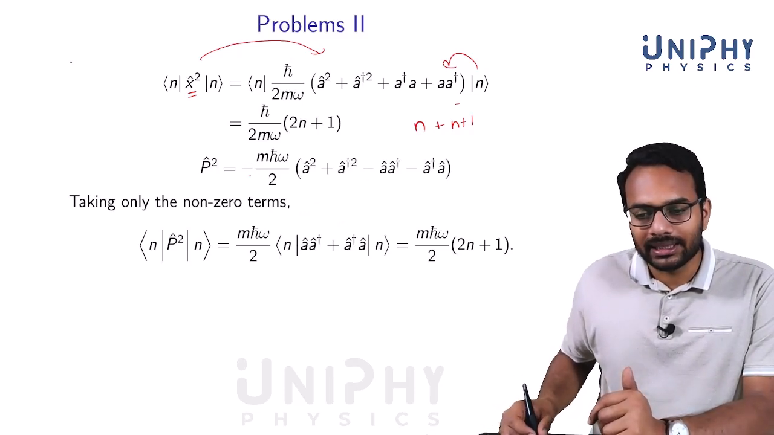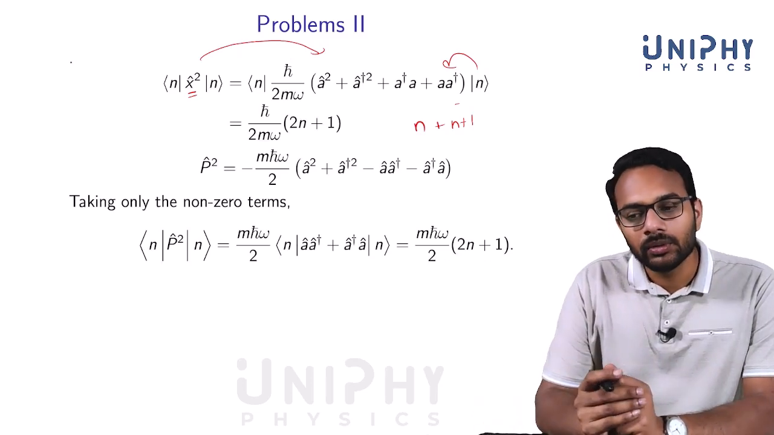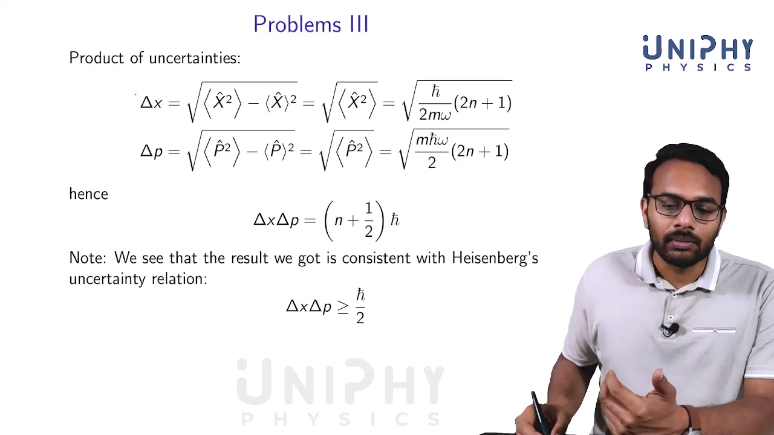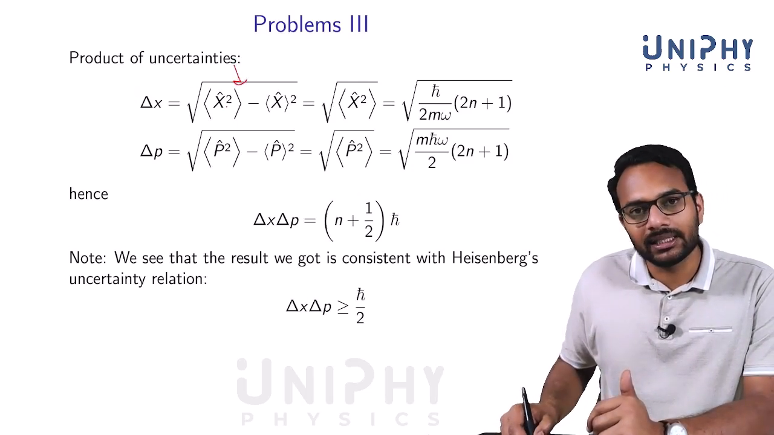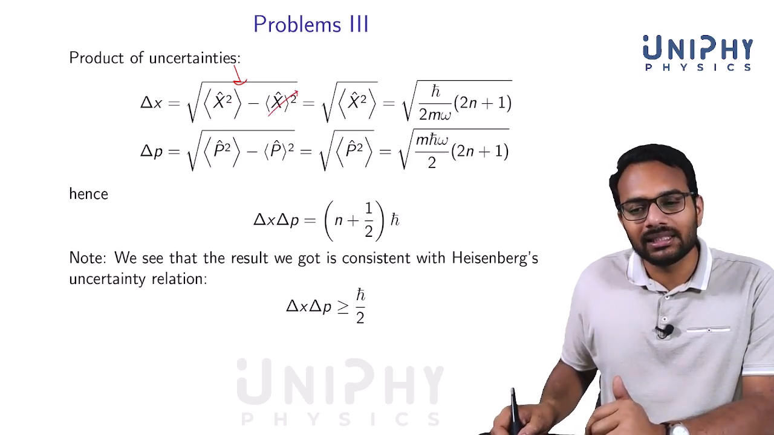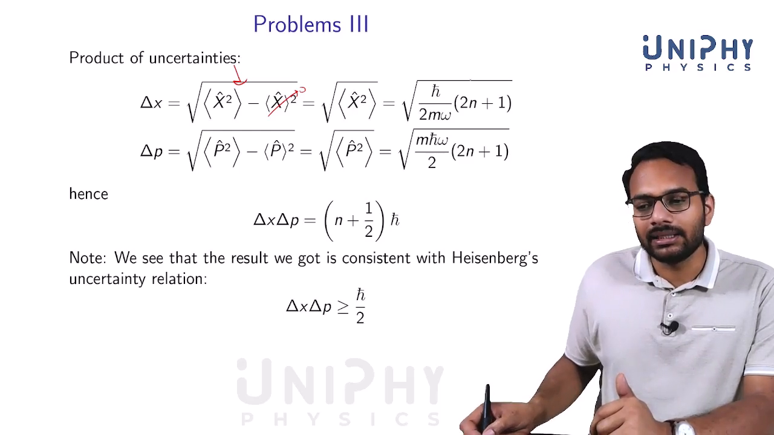This minus will get cancelled with this minus, and you have got again mh cross omega by 2n plus 1. Okay, what we need to find is the uncertainties. In order to find the uncertainties, we use this relation: expectation value of the square minus square of the expectation value. But this term is anyway 0, so it's simply the square root of the first term alone, and it's this.